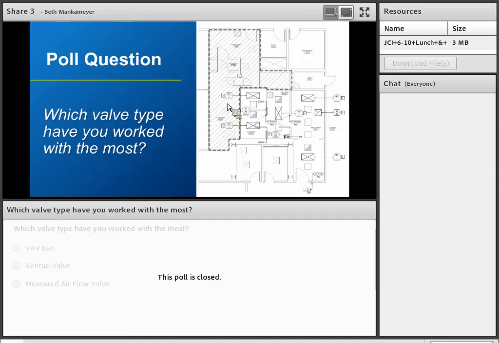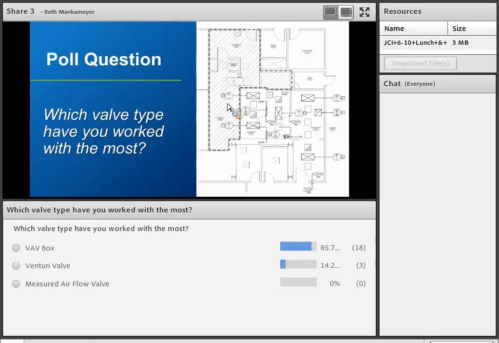Alrighty, I think we probably got some good responses. Brandon, what did we find out? 85% VAV box and 14% Venturi valve, no options for the measured airflow valve.